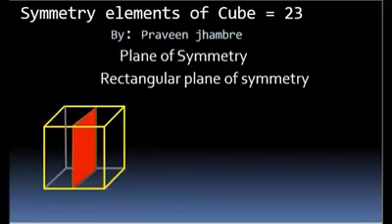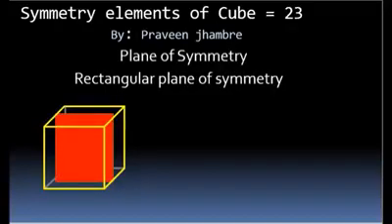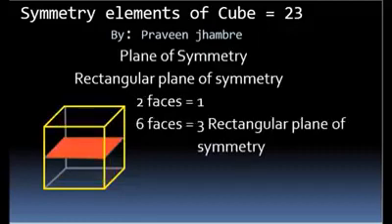Rectangular plane of symmetry means a rectangular plane between the two opposite faces, passing through the center, which divides the cube into two equal parts. Between two opposite faces there is one rectangular plane of symmetry. Therefore, between 6 faces there will be 3 rectangular planes of symmetry.